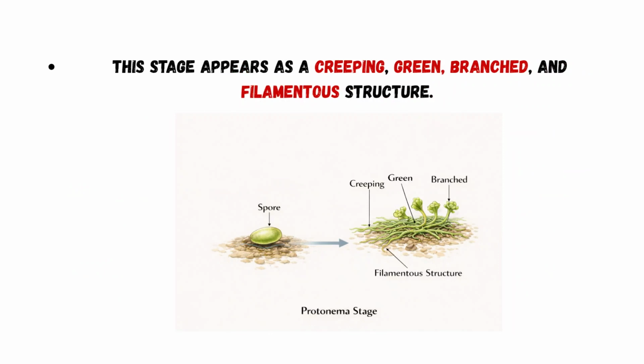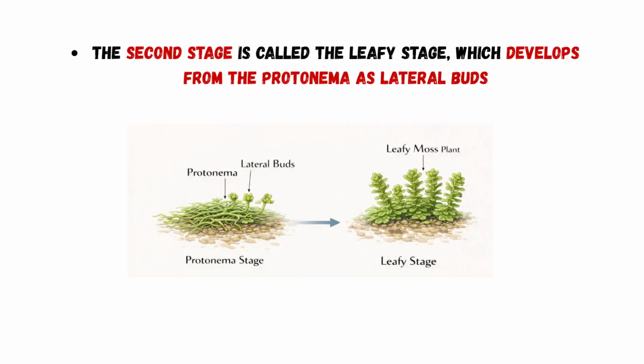The stage appears as a creeping, green, branched and filamentous structure. The second stage is called the leafy stage, which develops from the protonema as lateral buds.